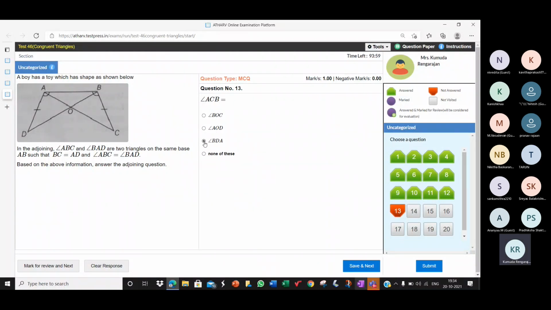Okay, we have BDA here. Yes or no, children? Yes, ma'am. Because the two triangles are congruent, their corresponding angles are equal. Angle ACB of triangle ABC is equal to angle BDA of the other triangle. Okay, ma'am.